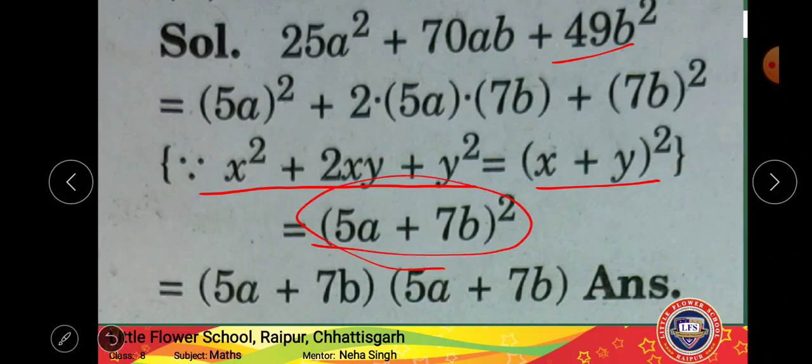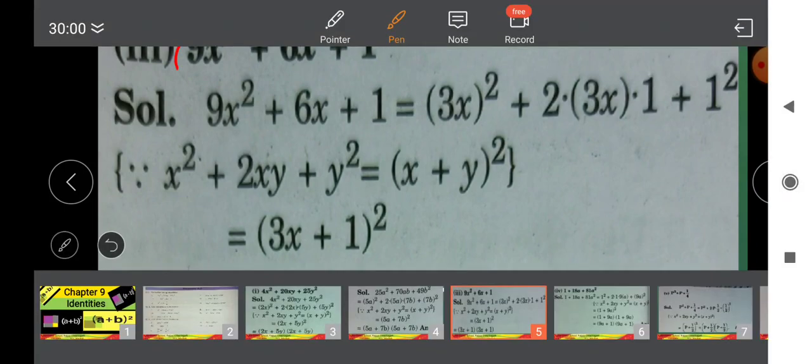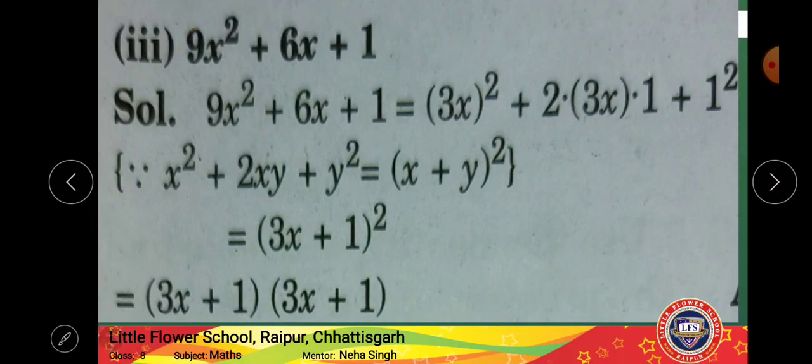This is the answer. The third question, again the same type. 9 I can write as 3 square. So this is 3x square plus 6, 2 into 3, plus this 1 I can write as 1 square because 1 square is always 1.